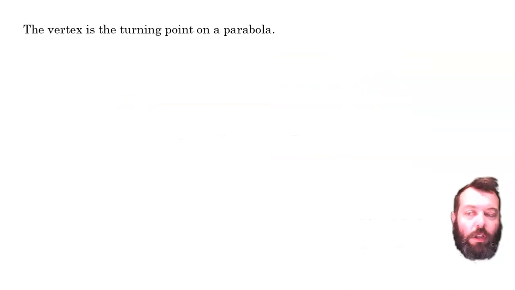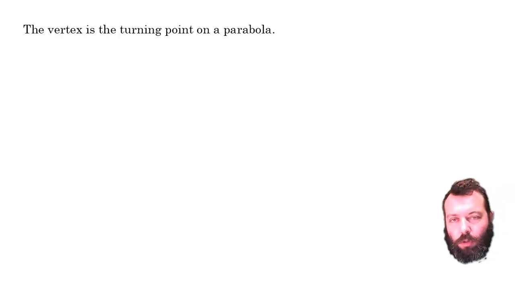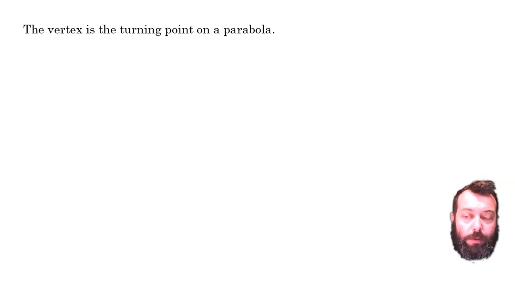So we mentioned the vertex, right? That's where it stops going up and starts going down, or the reverse. Okay. But it's where the axis of symmetry meets the parabola.